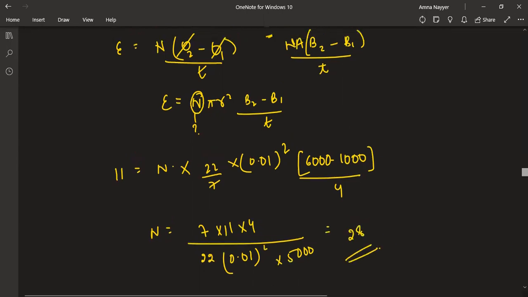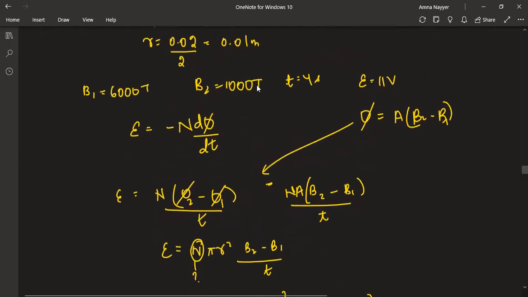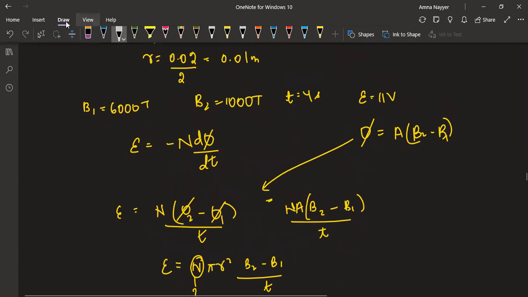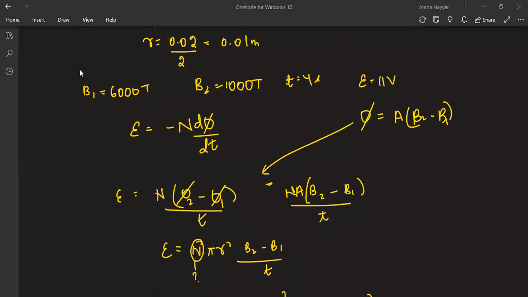Please check your answers, match your answers. This was a direct question and questions like these will come. This was from your CBSE previous year only.